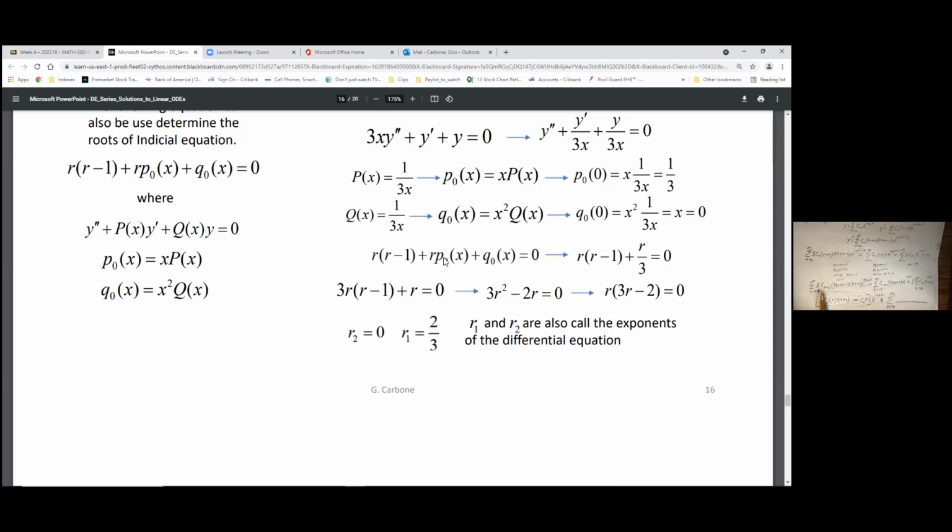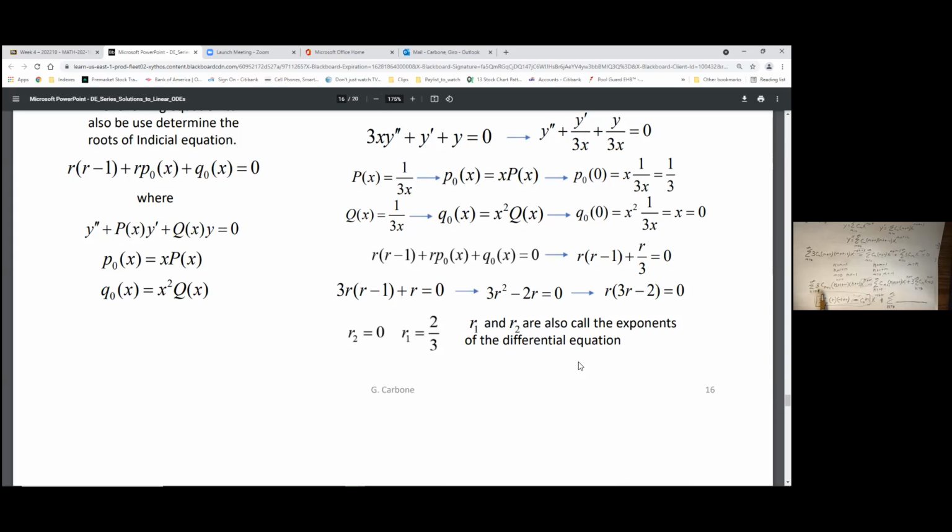And so P0 is 1 over 3, right? And Q0 is equal to 0, right? So now I get this equation. And if I solve this for R, I do indeed get that R could be equal to 0 and R could be equal to 2 over 3.